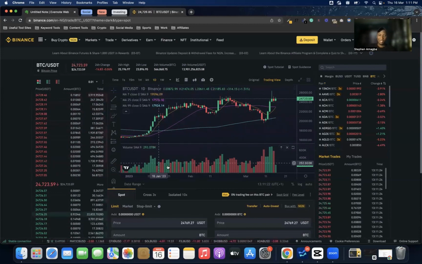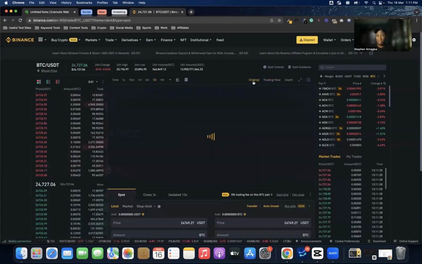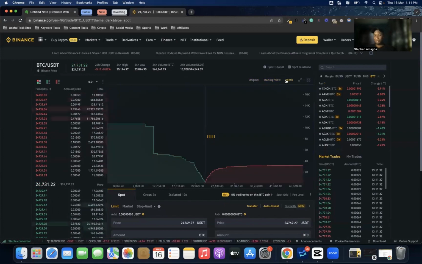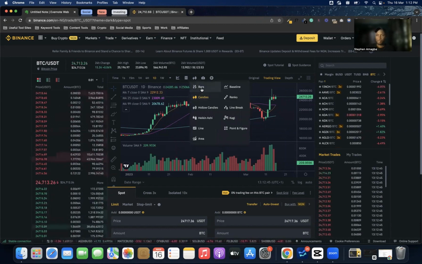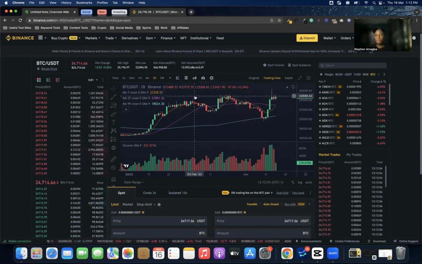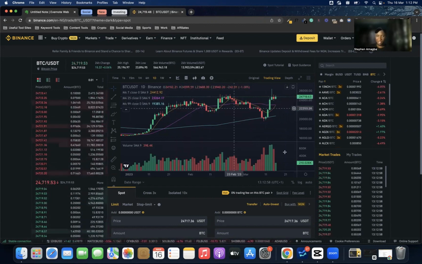And then, yeah, we have the original Binance chart, okay? We have the TradingView version, and I'll have the depth chart if that's the kind of chart you prefer. So you can basically change to whatever chart you want. If you want the bar chart or the line chart, okay, whatever chart you want. But for the most part, a lot of traders prefer using the candlestick charts, okay. So that's basically it for the chart.